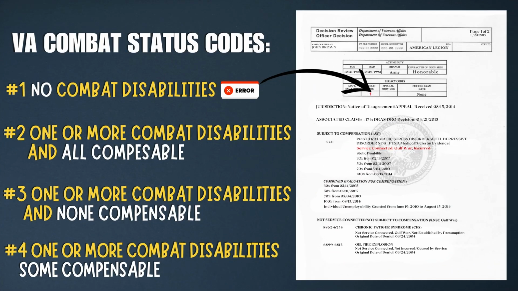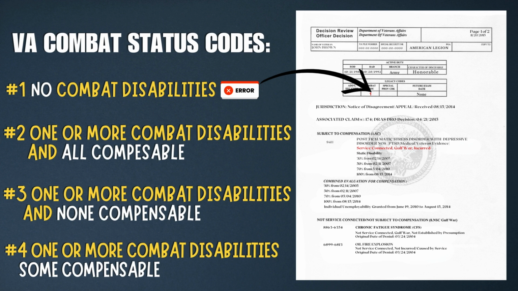When Mr. Brown received his first code sheet, he found contradictory information. This is because his combat code was 1. Well, let's break the first code and find out what really went wrong as it relates to Mr. Brown's code sheet. If a veteran has a combat code of 1, that means that they have no combat disabilities. This code designation is problematic in Mr. Brown's case because further down on the document, it says service-connected, Gulf War incurred.